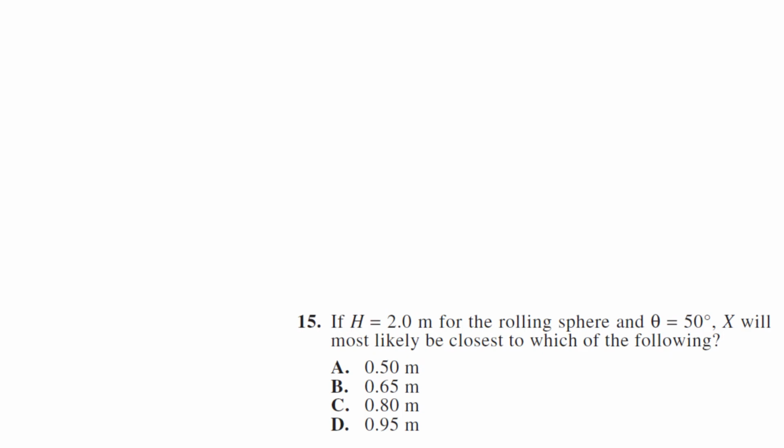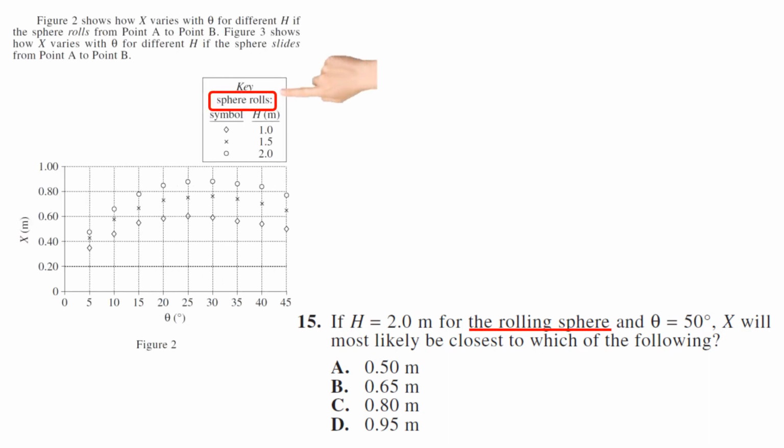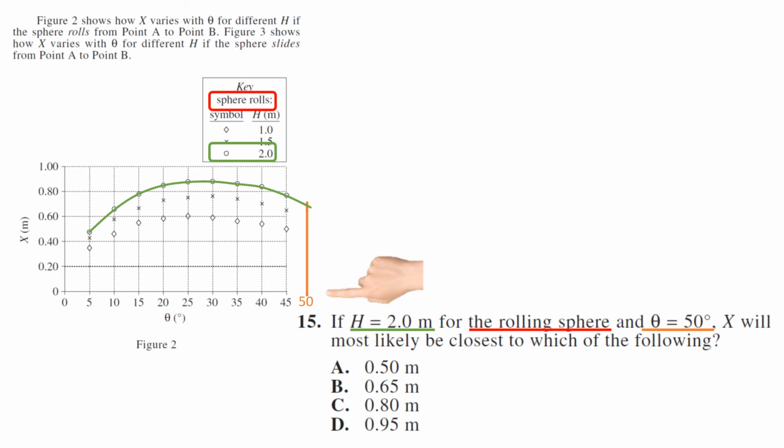Number 15, we're looking at the rolling sphere, so that's figure 2. And we're looking at an H of 2.0, so that's the circle. We're looking at a theta of 50, but 50 is not on the chart, so we have to add that in. We want to know what will X be closest to. So if we follow the trajectory of the circle, continues decreasing, then we'll end up being closest to 0.65. B.